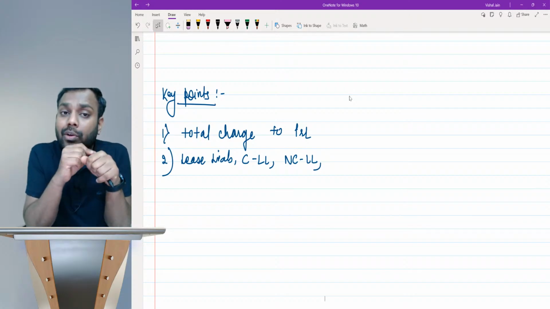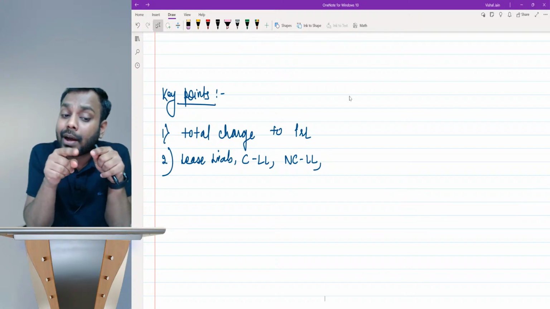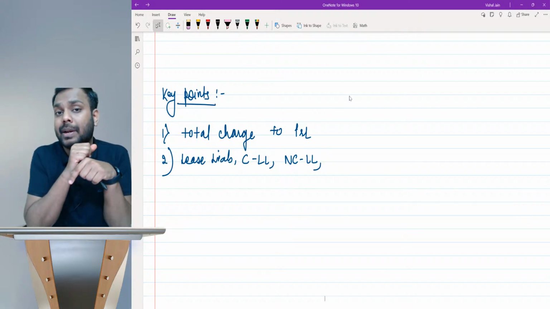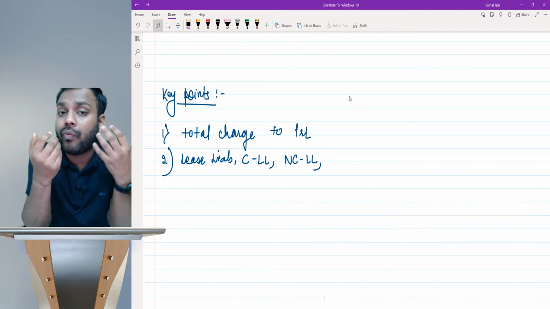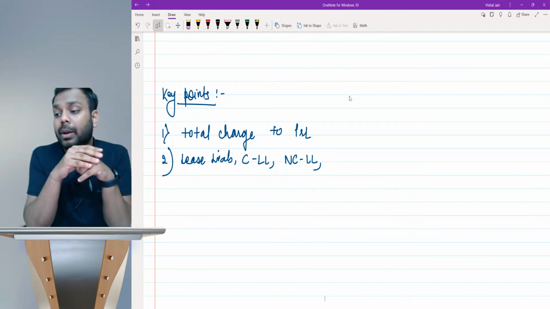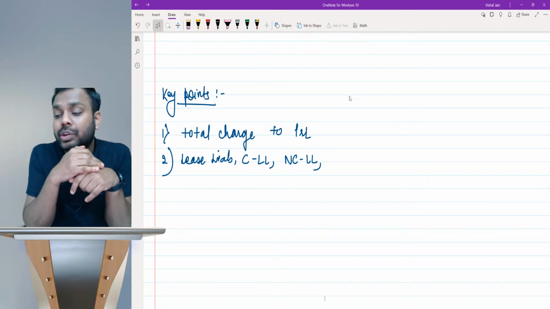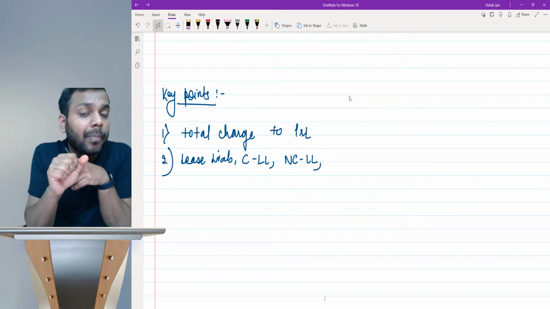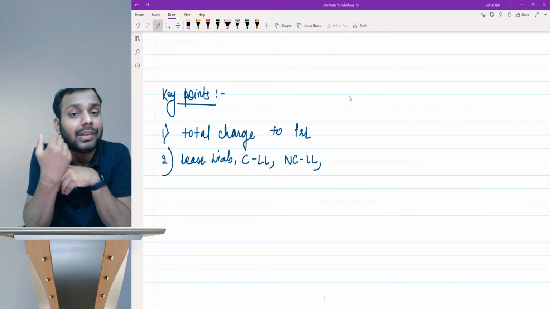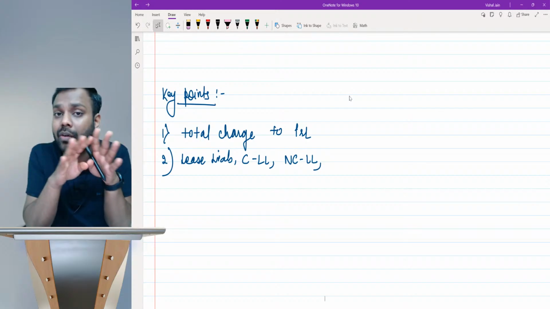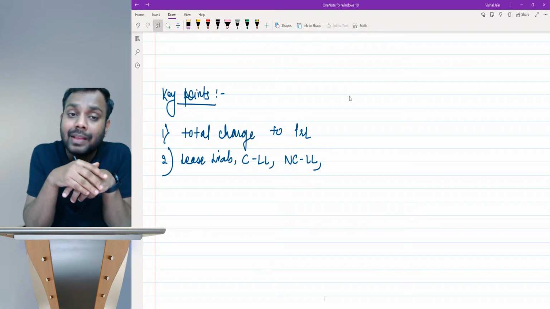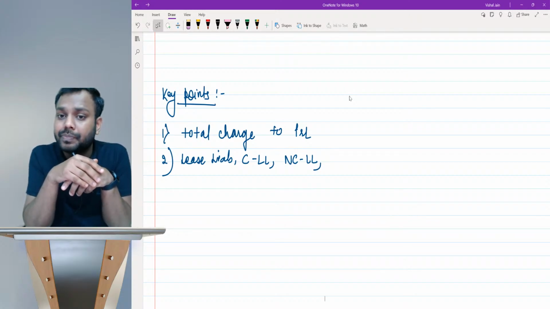Question might ask calculate lease liability. Question might ask you to calculate current portion of lease liability. Question might ask to calculate non-current portion of lease liability. Be very mindful of what the question is asking for. Read the question properly. If you don't read the question properly, the answer you are giving is just a waste of time that you will be doing in the exam. So read the question properly and then answer it. Is that clear, everyone?